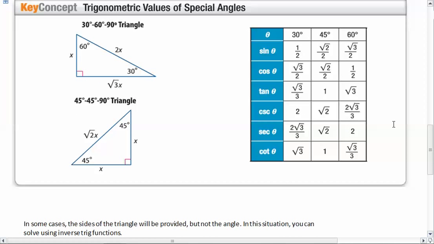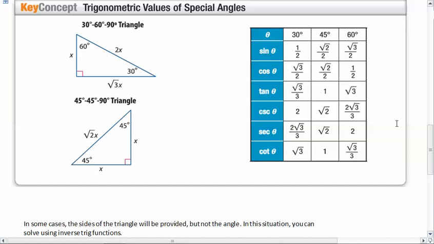There are also some special angles that happen for certain triangles that cause our sine, cosine, tangent, cosecant, secant, and cotangent to be consistent. They're always going to be the same. So if we have a sine of 30 degrees, we're always going to get 1/2. Every single time, no matter what the sides of that triangle are. The reason for that is because the ratio of the other sides of the triangle have a special relationship.